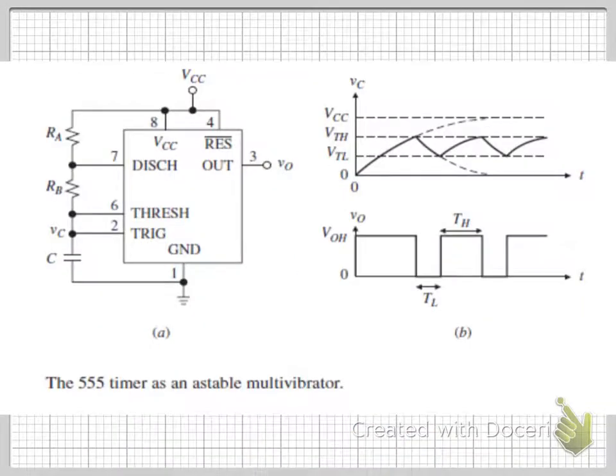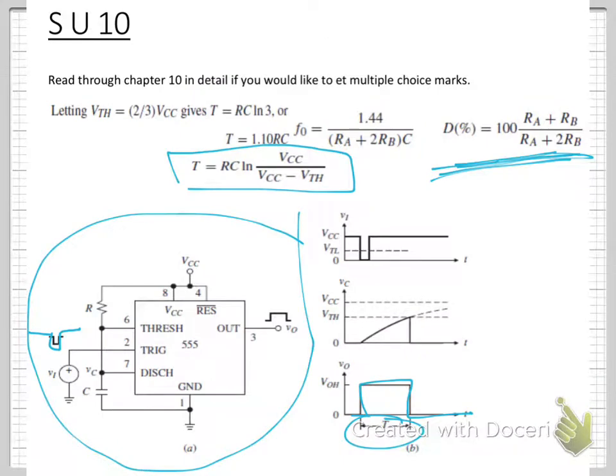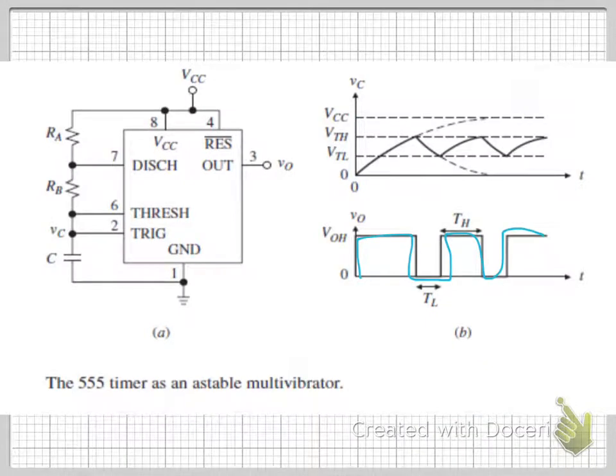Your other configuration is using your 555 timer as an astable multivibrator. So when you connect your 555 timer in this configuration, you are basically going to be getting an output that looks something like that. So your duty cycle is given here, and your period is given there. And as I said, do not worry too much about the calculations themselves. Know more about the theory of the working of your 555 timer and how we get to these values, right?